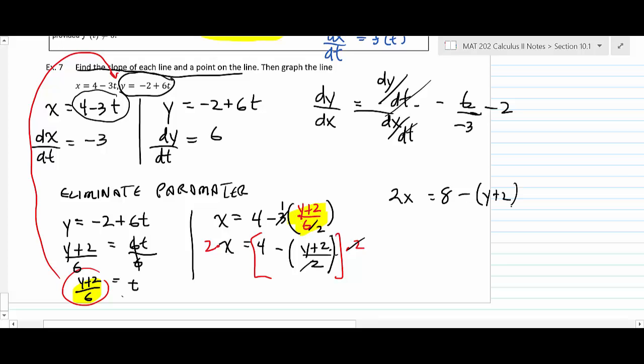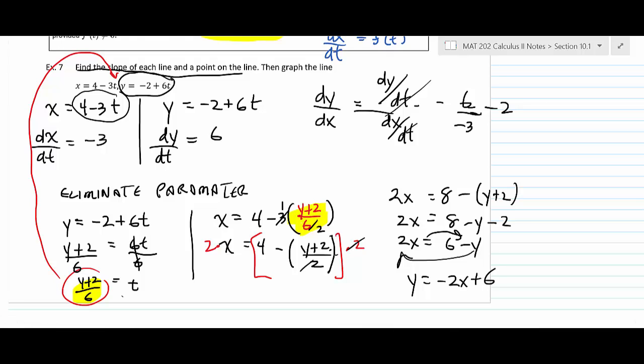It probably would have been easier to do this the other way, but it doesn't really matter. So this is 2x equals 8 minus y minus 2. So that's 2x equals 6 minus y. Now what I'm going to do is just rearrange this. I'm going to move the y to this side, and I'm going to move the x to this side to get y equals negative 2x plus 6.